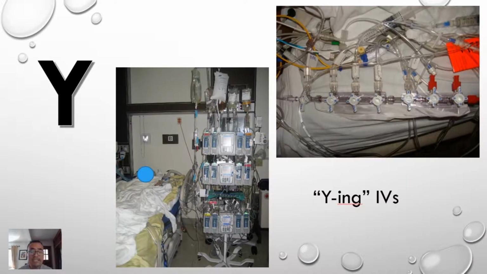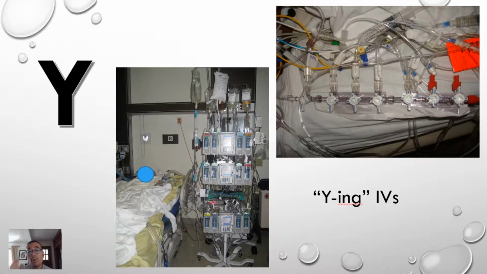And Y is for widen your IVs. Now, you have to ask yourself, is there a need to widen my IVs? Chances are your answer is going to be yes, because we don't really have a lot of lines to play with. Sometimes with central lines, the most common ones that they use are the triple lumen central lines. Some central lines have up to 5 ports that you can use.